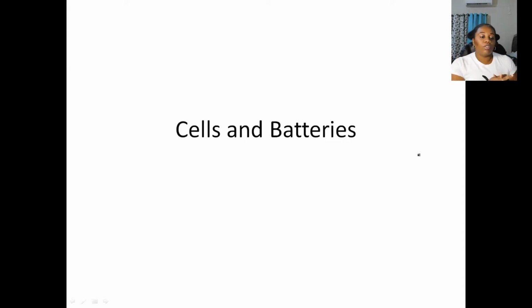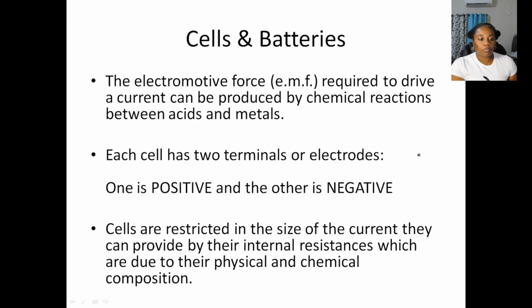And now we're moving on into cells and batteries. The electromotive force required to drive a current can be produced by chemical reactions between acids and metals. Each cell has two terminals or electrodes. One is positive and the other one is negative. You could just look at your battery and see that. You see it all the time. I'm going to do a demo right now. The positive end is a nipple, and then you have the negative end up here.